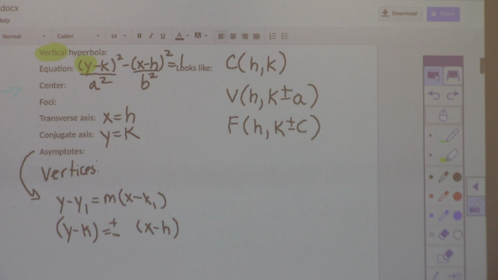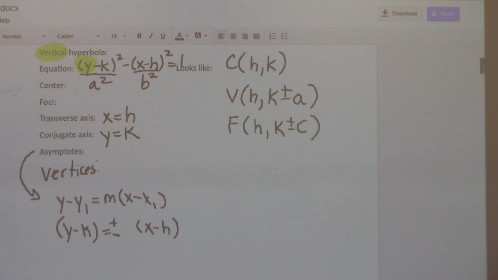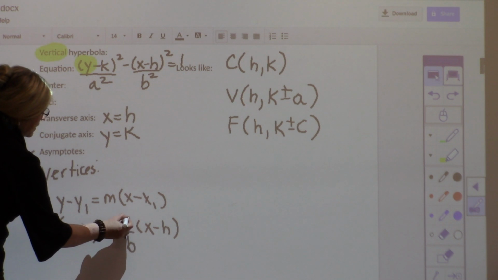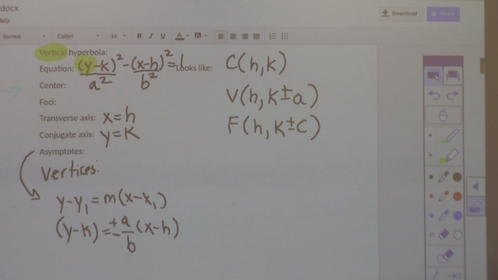And now we just need to know what the slope is. But guess what? This lovely little box here tells us what the slope is. Slope is defined as rise over run. How much is the rise? And how much is the run? Yeah. a over b. Simple enough, isn't it?